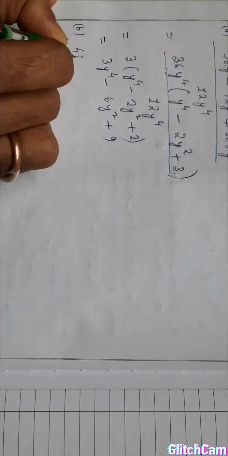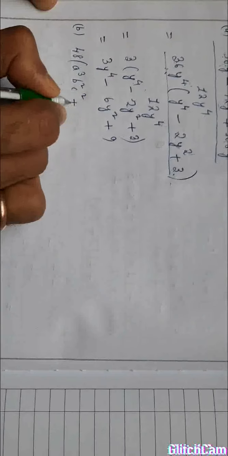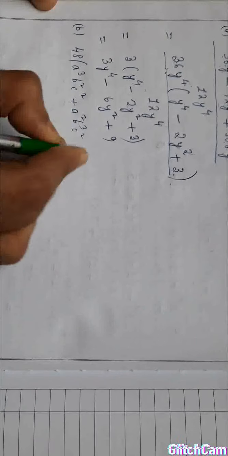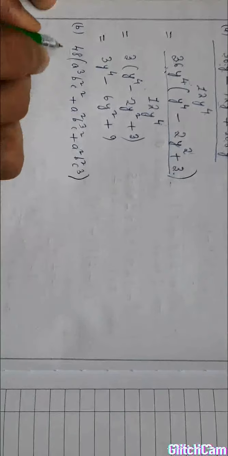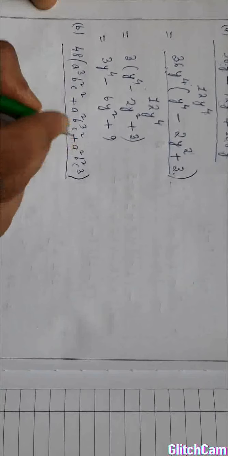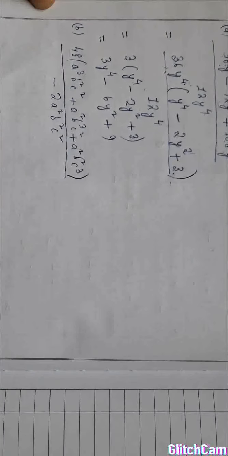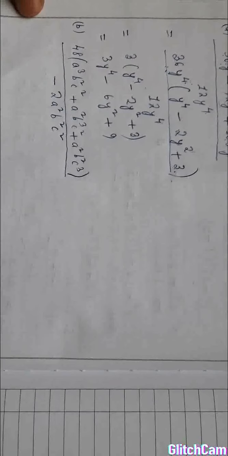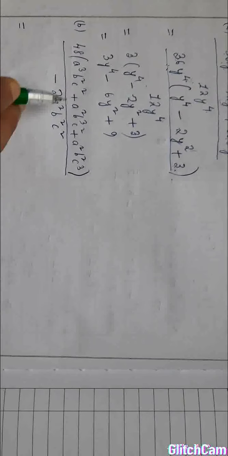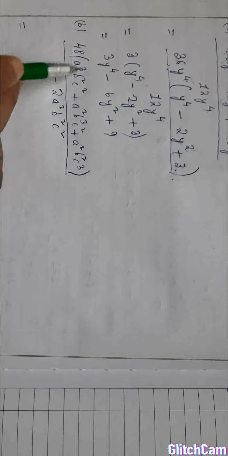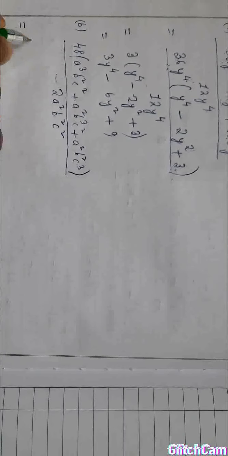Next question is 48. A cube b square c square plus a square b cube c square plus a square b square c cube, whole thing divided by minus 2 a square b square c square. Now here what you find, we have got in the numerator, inside the bracket we have got three terms, first term, second term and third term.